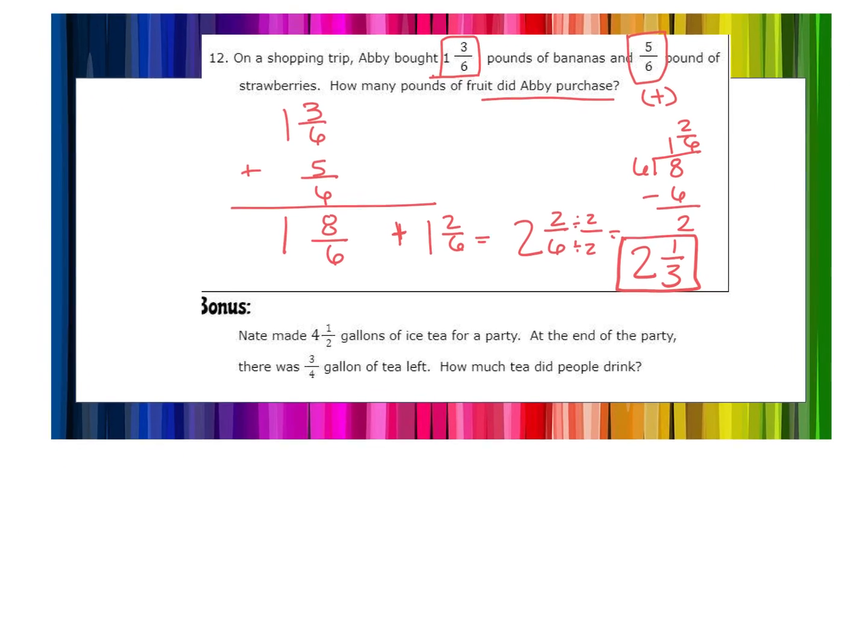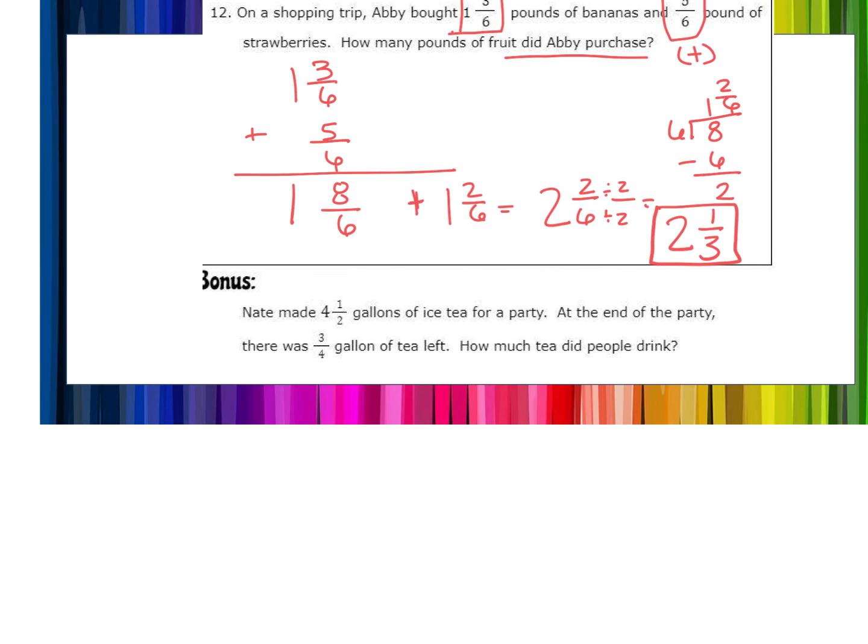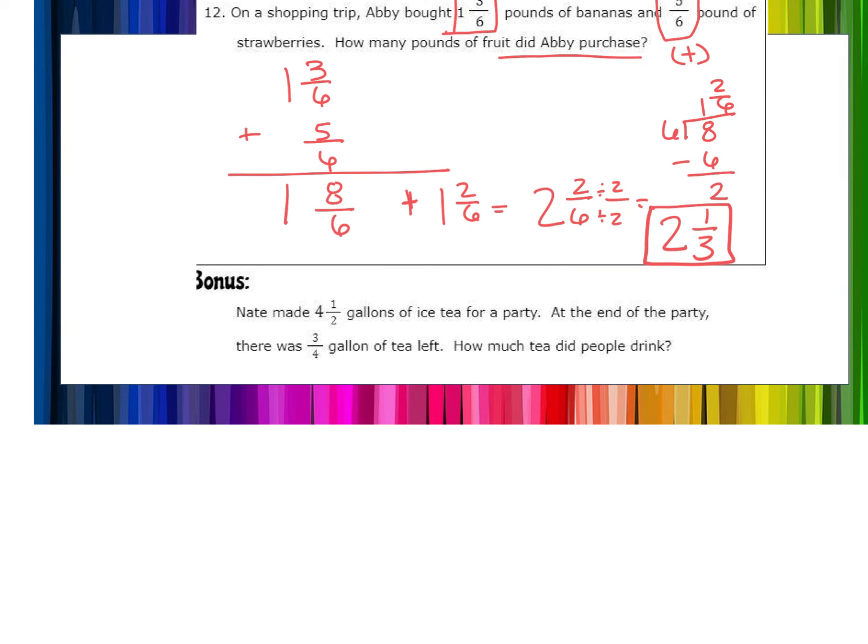All right, I'm going to do the bonus at the bottom. 4.5 gallons of iced tea. Nate made 4.5 gallons of iced tea for a party. At the end of the party, there was 3/4 gallons left of the tea. How much tea did the people drink?